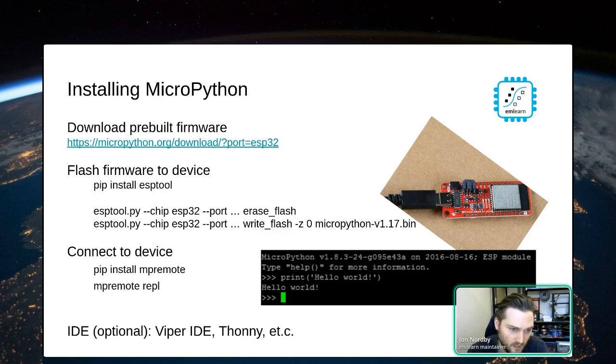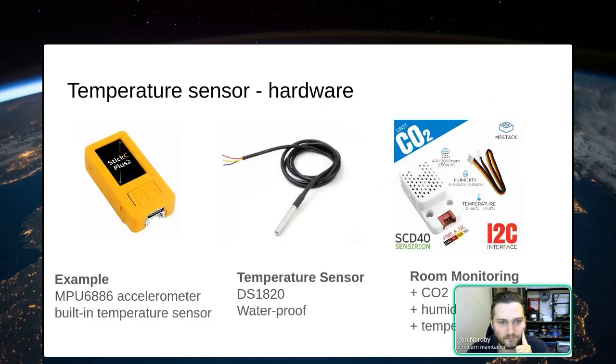If you're connected over USB, you can start interacting with the Python that is running on that little device. There are also some nice tools, one called mpremote, which runs on your machine so that you can easily interact, for example, copy files back and forth, get easy access to the REPL, or use just one command to run a script on the device, etc. You can also use an IDE, of course, and we will show Viper IDE a bit here today.